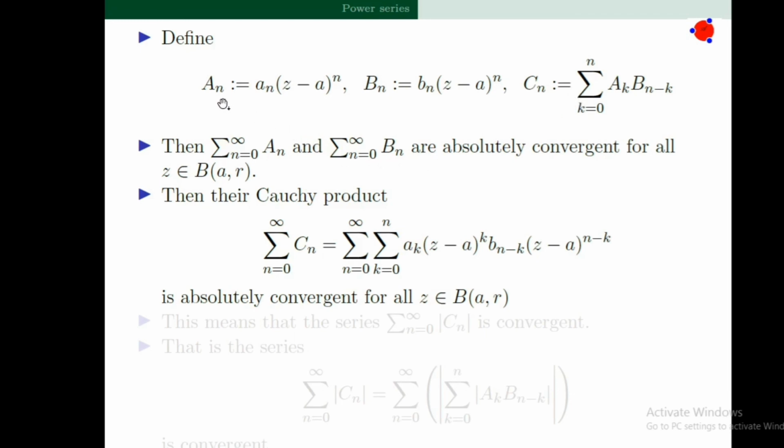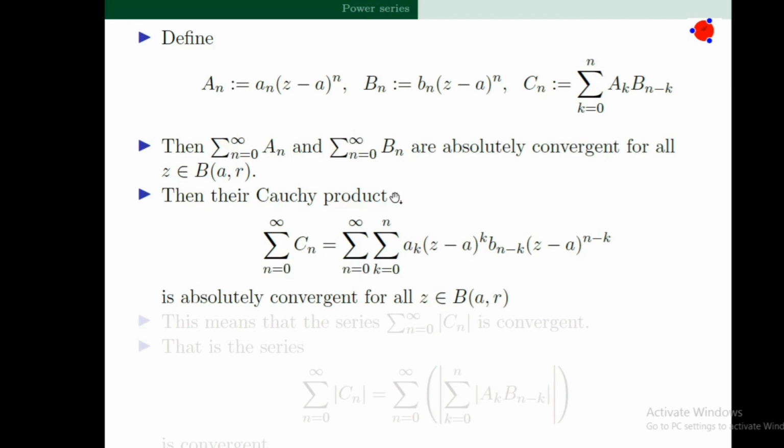And since mod z minus a is less than r, the series sigma n equal to 0 to infinity an into z minus a the whole raised to n is absolutely convergent. Similarly, the series sigma n equal to 0 to infinity capital Bn is also absolutely convergent for all z in the open disk with the center a and radius r. And observe that these two series are absolutely convergent.